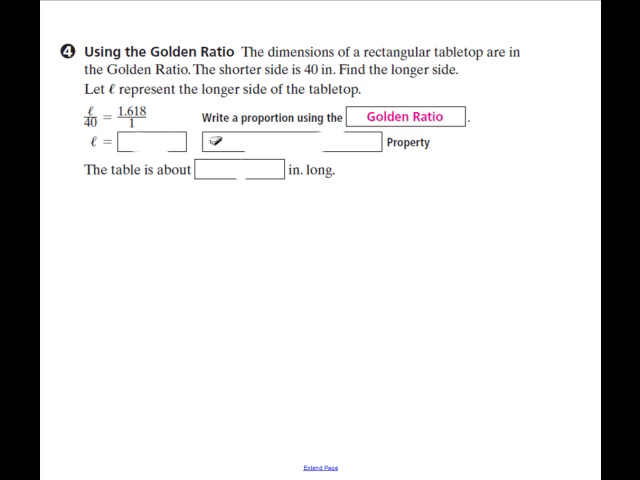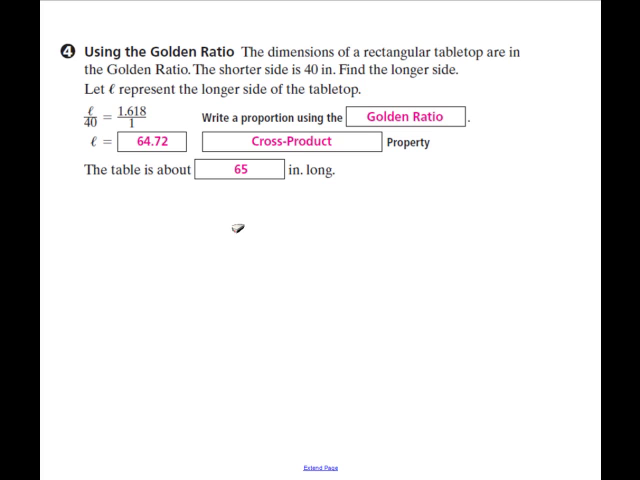Essentially, we can cross multiply, right? Cross product, and L times 1, that makes it easy for us. We just get L, and 40 times 1.618 is 64.72. So if we're rounding, it's about 65 inches for the second side of that tabletop.